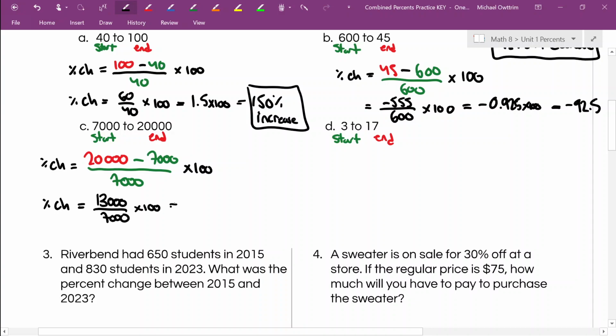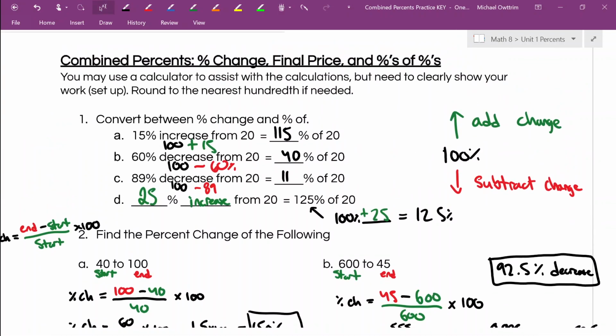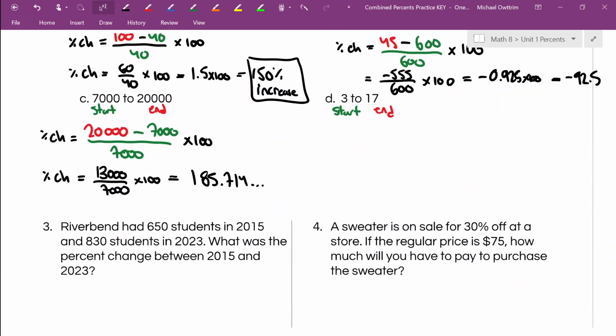When we divide that fraction on our calculator, we get a repeating decimal, and then we multiply that repeating decimal by 100, and we get 185.714... that decimal does go on for a while. Now we're instructed here to round to the nearest hundredth if needed. So for our answer, we'll round our 4. Our 4 does not round the 1 up. So let's say this is a 185.71% increase.